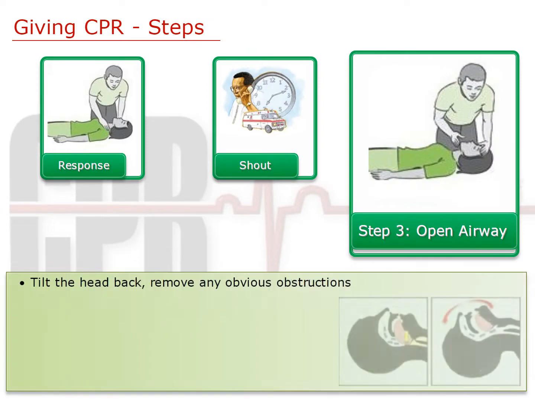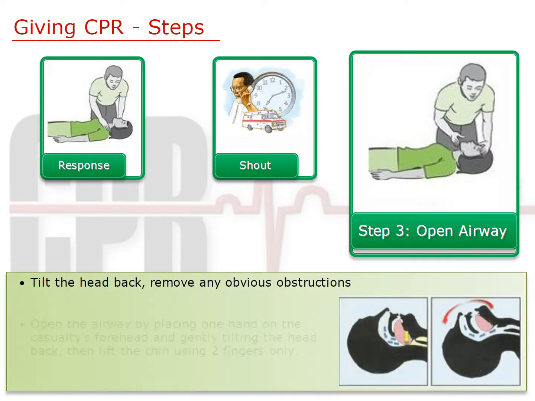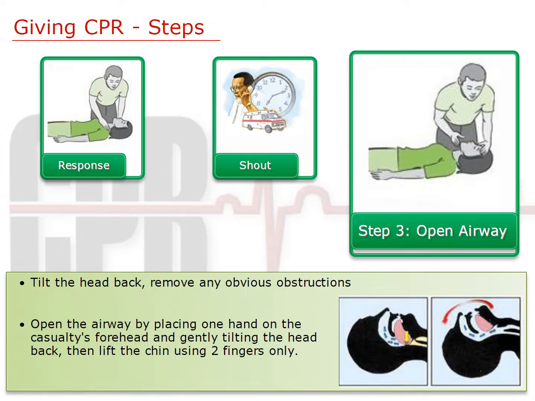Tilt the head back. Remove any obvious obstructions. Open the airway by placing one hand on the casualty's forehead and gently tilting the head back. Then lift the chin using 2 fingers only. This will move the casualty's tongue away from the back of the mouth.